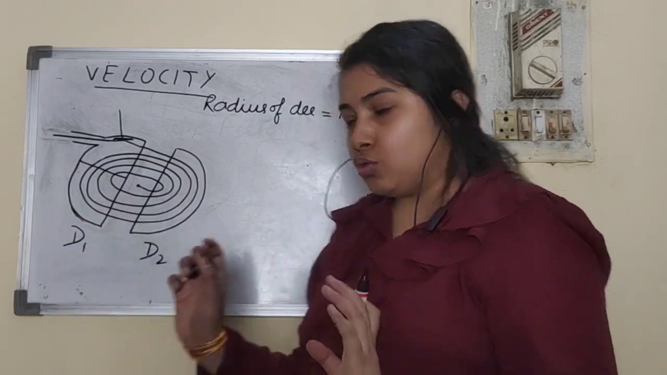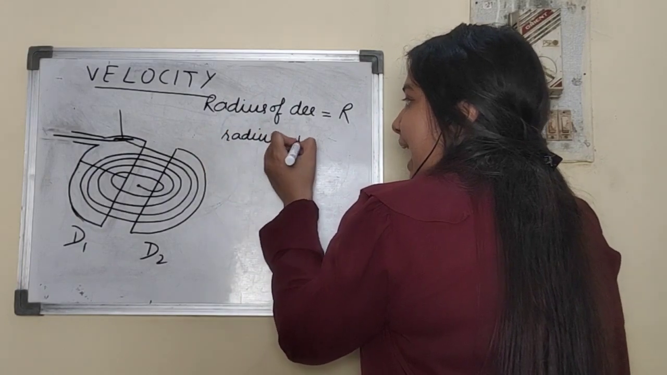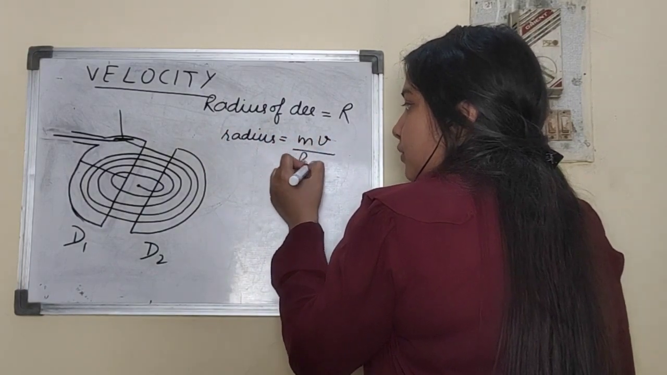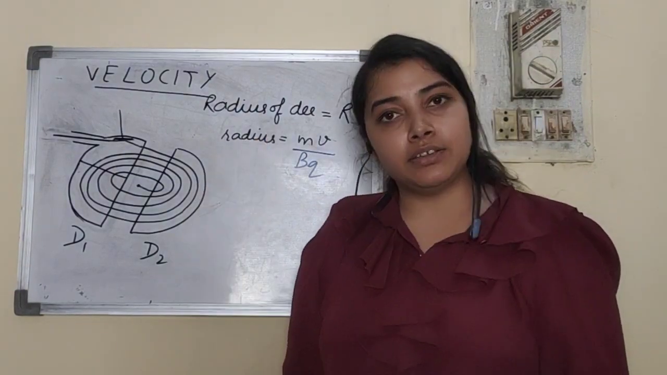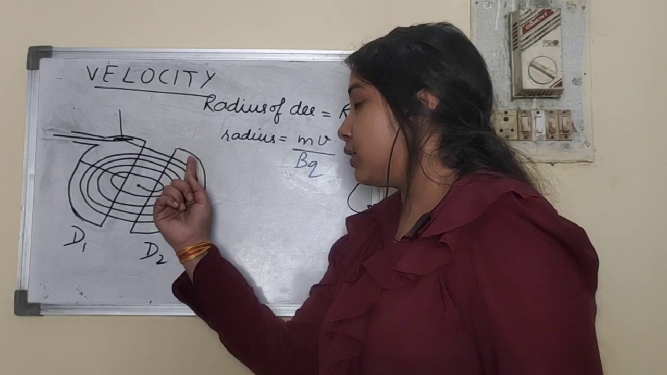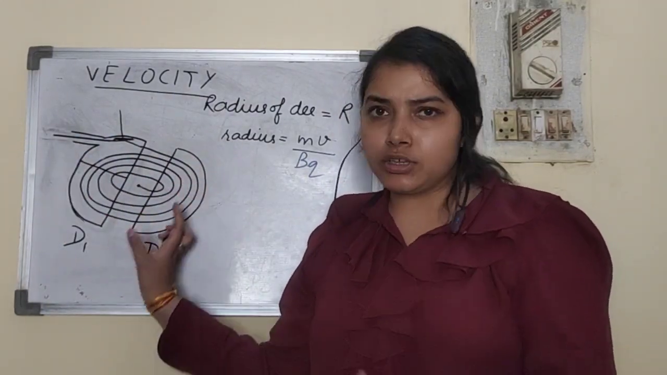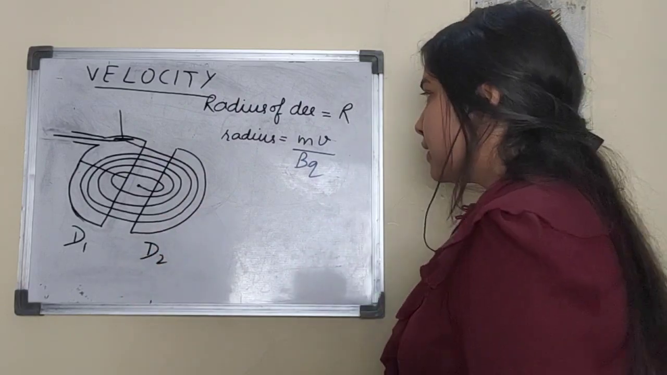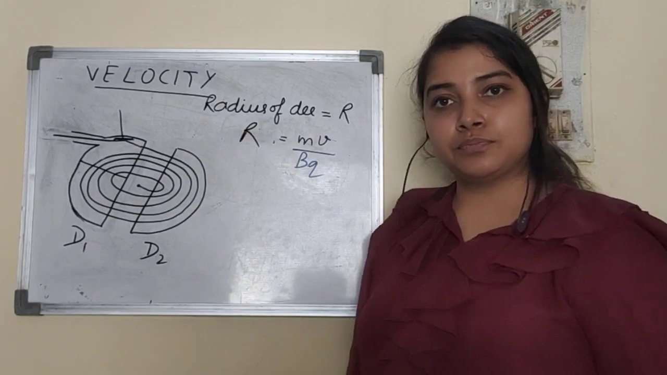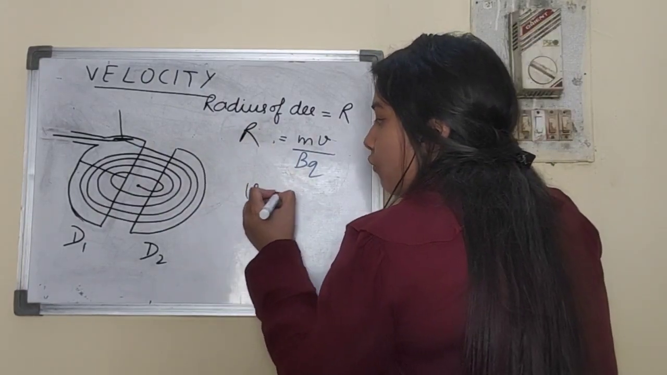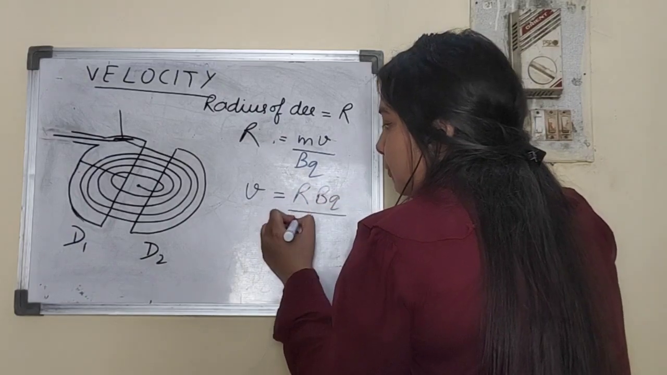So we know that the radius of the circular path is mv by qB. We know that the radius of the circular path is approximately equal to the radius of the D, because when the charged particle comes out of the D, it follows a radius approximately equal to the radius of the D. So basically here we can write capital R. So the velocity of the charged particle comes out to be capital R BQ divided by M.